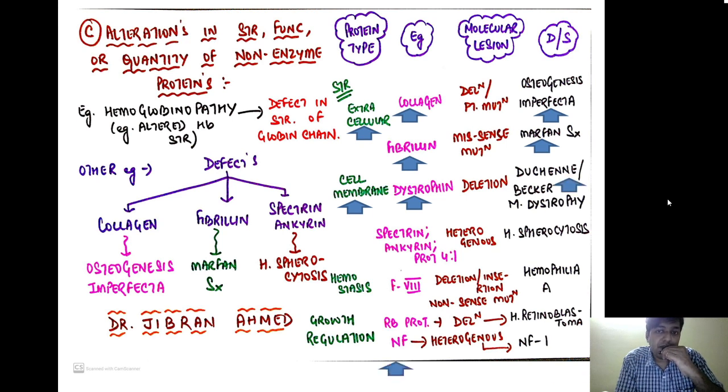Or if there is a defect in the spectrin, ankyrin, protein 4.1 in the cell membrane, because of certain molecular lesions which are heterogeneous, it can lead to a condition called hereditary spherocytosis. Now there are certain factors which are participating in hemostasis. If there is a defect of factor 8 because of either deletion, insertion or nonsense mutation, it can lead to hemophilia A. Also, there are certain factors responsible for growth regulation, like the RB protein and the neurofibromin protein.